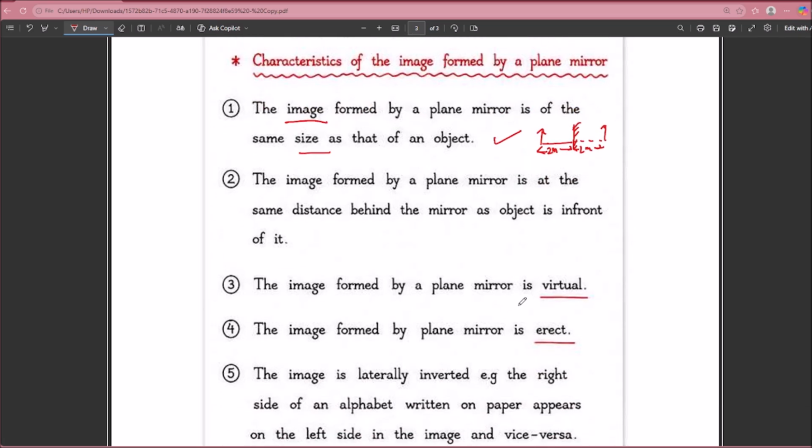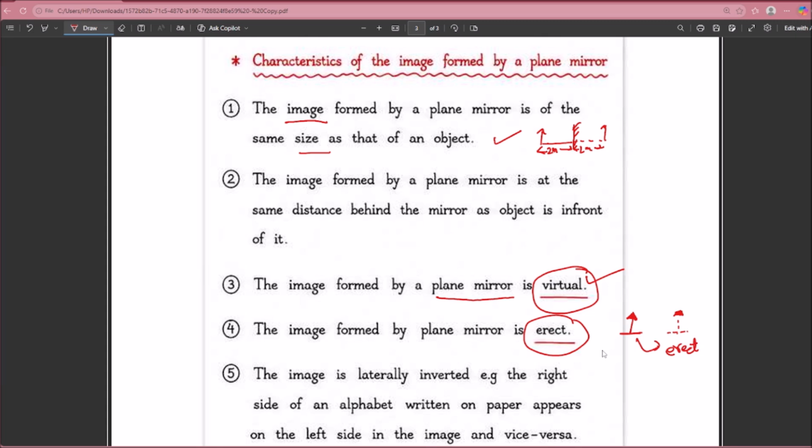The image formed by a plane mirror is virtual, and it is erect. Very, very important terms: virtual and erect. Erect means that if the object is an arrow in this position, then the image is also in this position, not inverted. This is called the erect image.